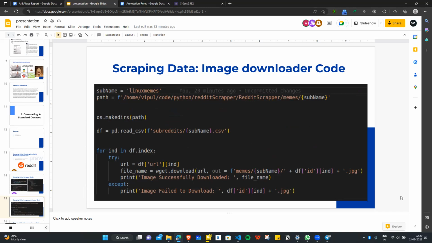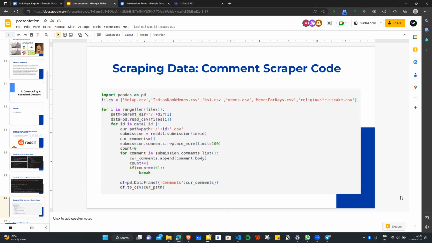Next. We created a simple image downloader, which fetches the data and downloads the images from the URL. Next. Same for each subreddit, we collect and download the comments from that.